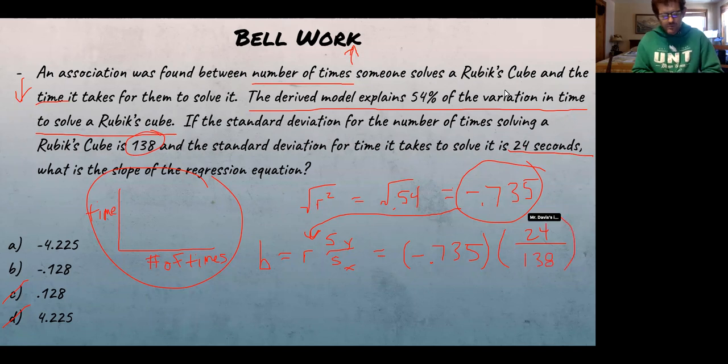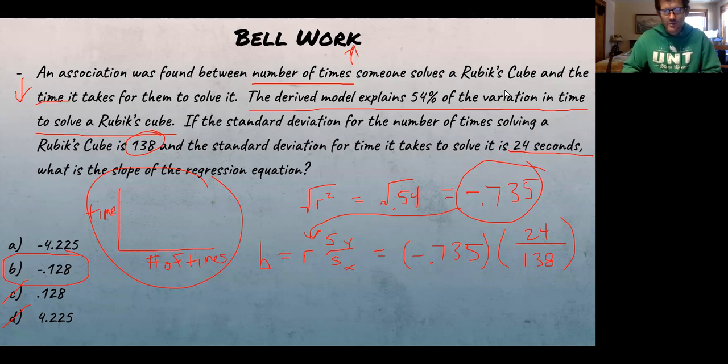So when we go through and plug this in, it should end up being negative 0.128, unless I made a mistake with calculations. I'm going to set this up. But that's the only one that, with both of those things, makes sense.